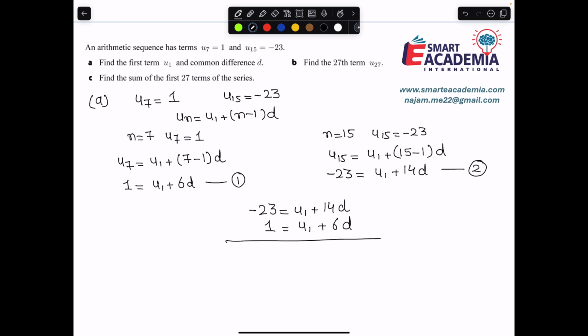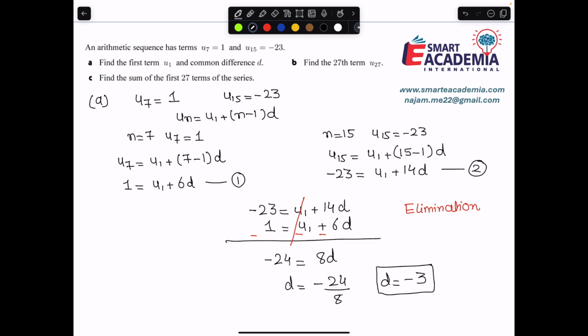I can simply subtract these two equations, which means I will just change my signs. What's going to happen? u1 is going to cancel out, which means I can eliminate one of the variables. This is what we call the elimination method of solving simultaneous equations. You can refer back to my simultaneous equation videos for this. Negative 23 minus 1 is negative 24, which is equal to 14 minus 6, which is basically 8d. And from here, we can find the value of d. So negative 24 over 8. So d is equal to negative 3. This is what we have found.